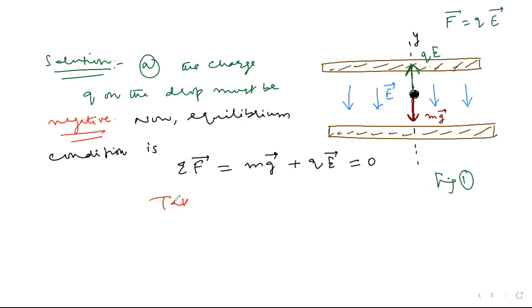Now taking y components of the vectors, acceleration due to gravity and the electric field, we obtain minus mg plus q times minus E is equal to 0. Because the y component of the electric field is minus E, since the whole electric field is pointing downward, and the y component of the acceleration due to gravity is minus g, right? So we have minus mg plus q times minus E equal to 0.